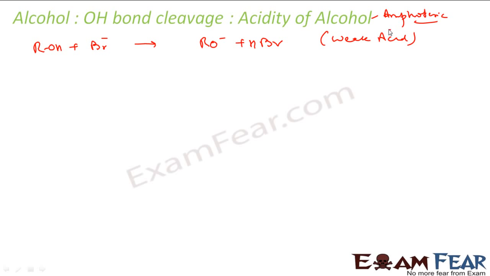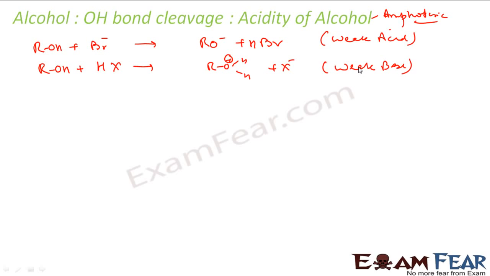Let's take an example of weak base. So I have my alcohol. It reacts with a strong acid, for example HX. It gives me ROH2 plus and X minus. So if you see here, ROH is accepting H plus. So it's a weak base. So it's a weak acid and weak base actually.